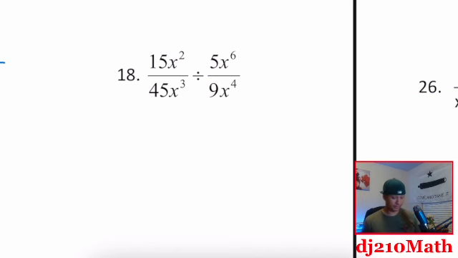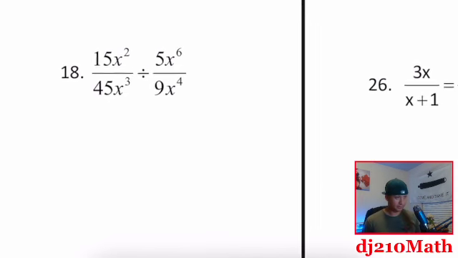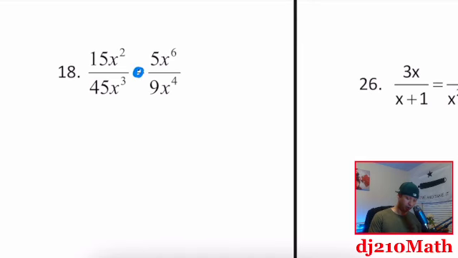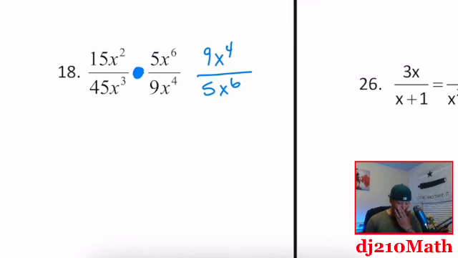All right, number 18. Here, we're going to change division to multiplication and flip the second one. Always flip and then cancel. Don't try to cancel first because that's not going to work. So 9x to the 4, 5x to the 6. We disregard this one because we flipped it.